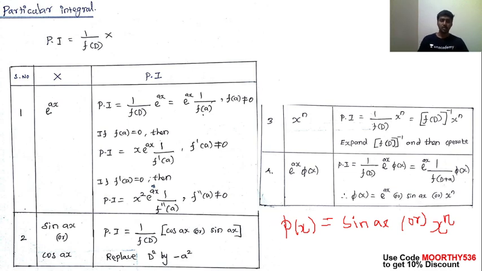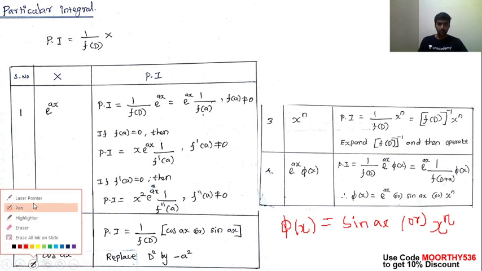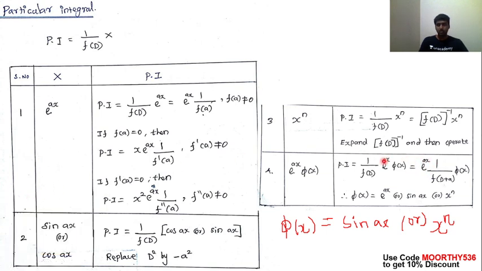Yes, here in this category, as per the procedure coming to the table, 1 divided by f of D into e power ax into phi of x is equal to e power ax divided by f of D. Here we have to take this e power ax front side, then we have to replace the denominator D by D plus a. Here e power ax, so we are substituting D plus a. If you are having e power minus ax, here D minus a.